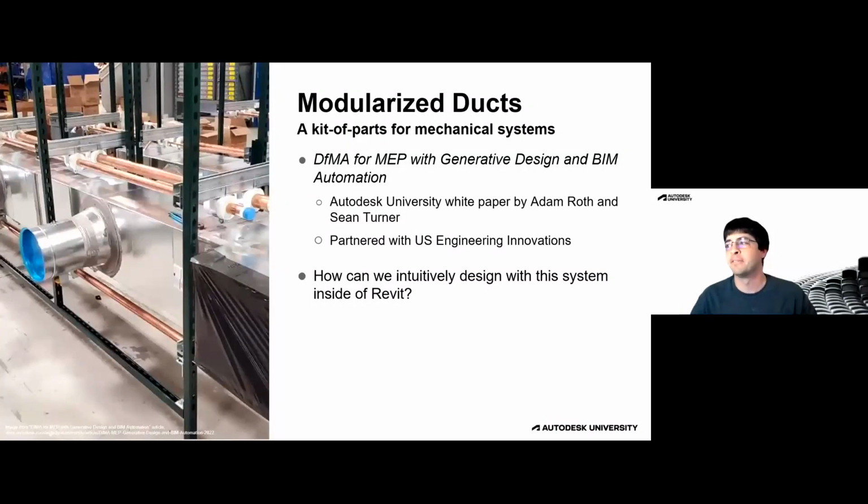Okay, so a little background first. Henderson developed this modularized duct system. There's actually an Autodesk University paper on it, a white paper by Adam Roth and Sean Turner, which I'd recommend checking out if you haven't read it. But basically, they developed the system with US engineering innovations, and you see pictured some of these modular duct parts. There's a whole host of benefits to this, which they could go on about: streamlining the manufacturing and assembly process and design, all these sustainability aspects. But when we got together, the real crux was how do we get people in Revit designing using this kit of parts?